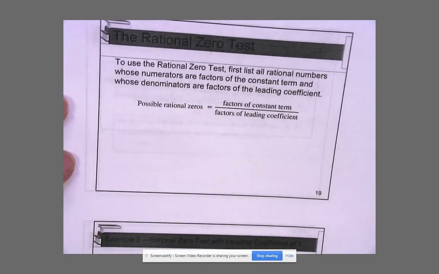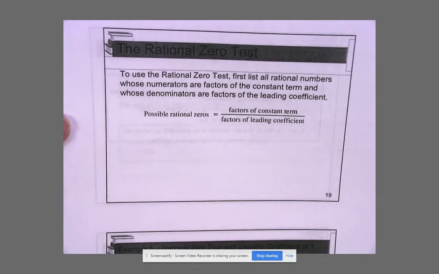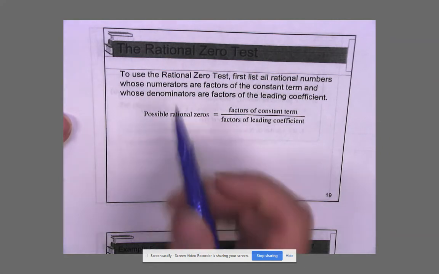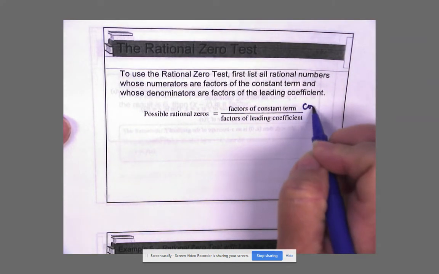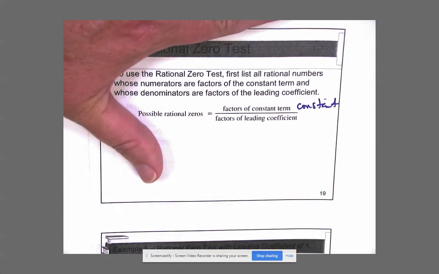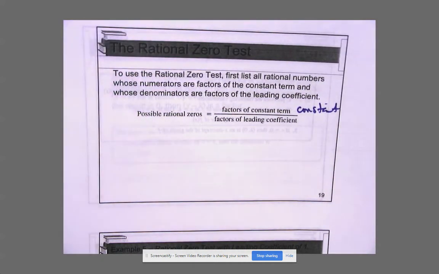So how do you use the rational zero test? Well, first of all, you list all the rational zeros, or all the rationals, for the numerator factors and the denominator. So this is your constant. This is the factors of the leading coefficient. And so you're going to find all of those numbers.